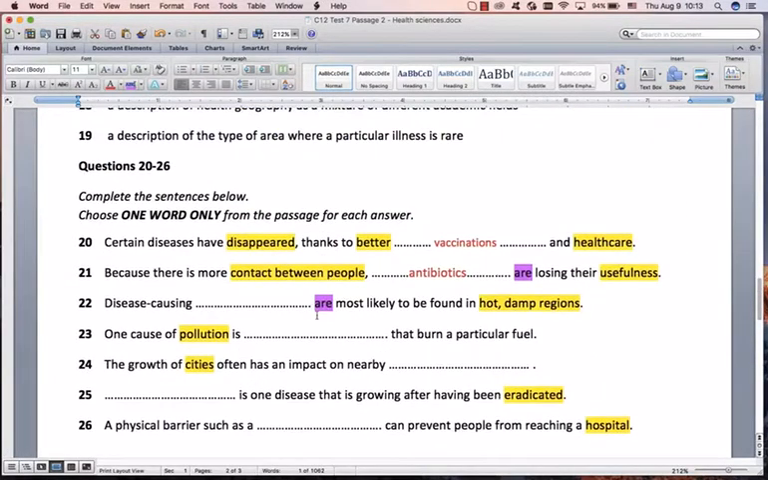So please notice this R. Notice the main verb. It gives you information about the noun. And that information is often very important. Right, one cause of pollution is that burn a particular fuel. Once again, this is slightly more complicated grammar, but it could be burn or it could be burns. It says burn, so we know once again this is a plural noun. If it was burns, it would be single noun or uncountable noun. So pollution, plural noun.